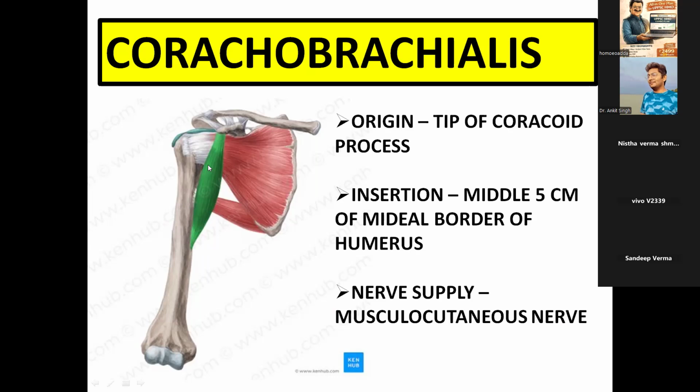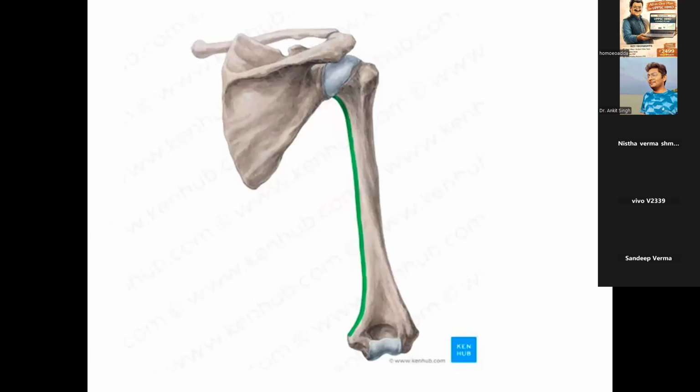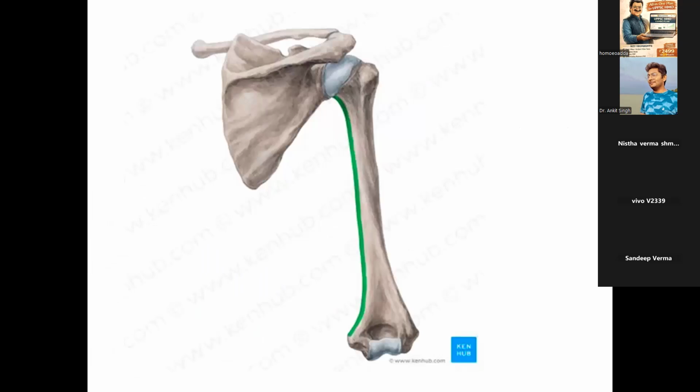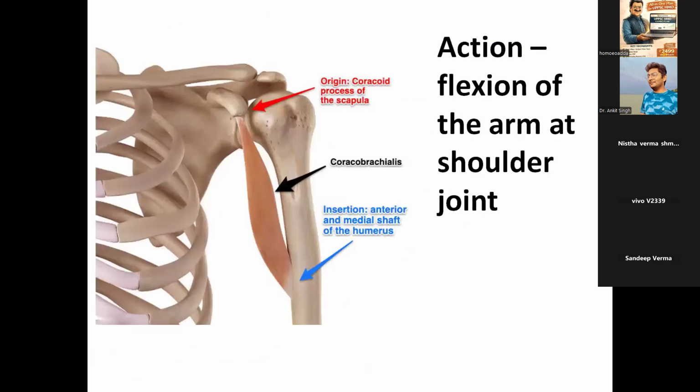Always remember, very important, the muscles in the front of the arm, or in the frontal compartment or the flexor compartment, are supplied by this nerve, that is the musculocutaneous nerve. So you see, this is the tip of coracoid process, that is the origin site of the coracobrachialis, and it is inserted at this point, that is the middle of the medial border.